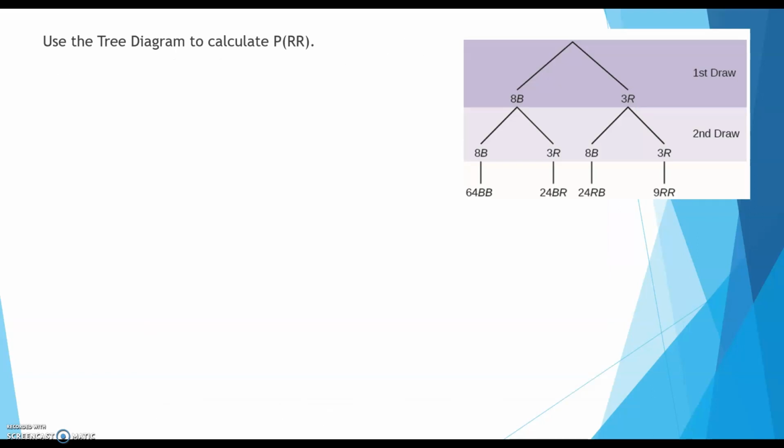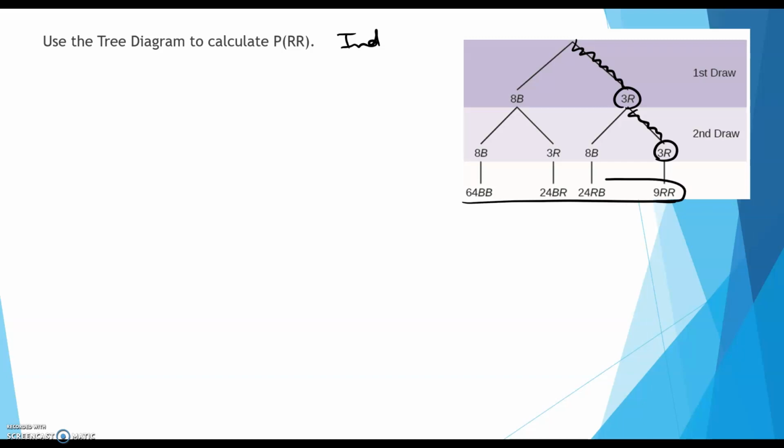Now for this one, calculate the probability of a red and then a red. Now these are going to be independent. In the problem, it would say that this is independent or without replacement or with replacement. But right now we're going to assume that it's independent. So we're going to go down this route. A red, pick this one up, and then a red, pick this one up. So 9 red out of the total.